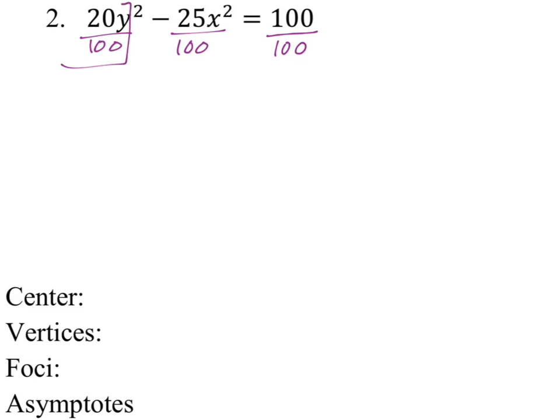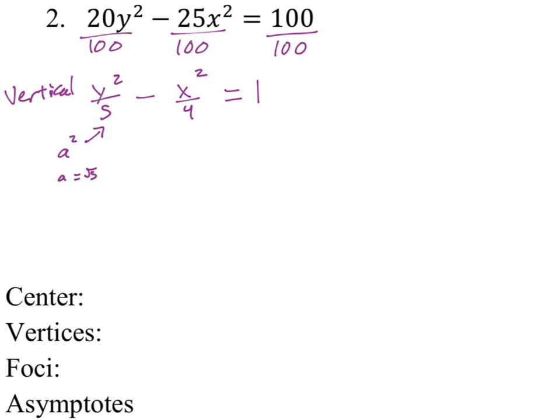And when you reduce your little fractions, 20/100ths is 1/5, so it's y squared over 5. And then 25/100ths is 1/4, so it becomes x squared over 4, and it's going to equal 1. Since y squared is first, it lets me know this is vertical, or it opens up and down. And then also lets me know that a squared is 5, which means a is root 5. B squared is this 4, which means b is the square root of that, which is 2.